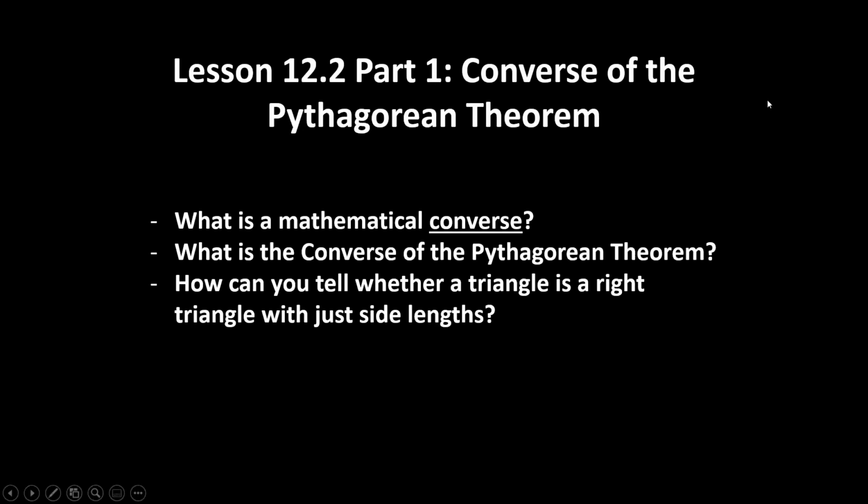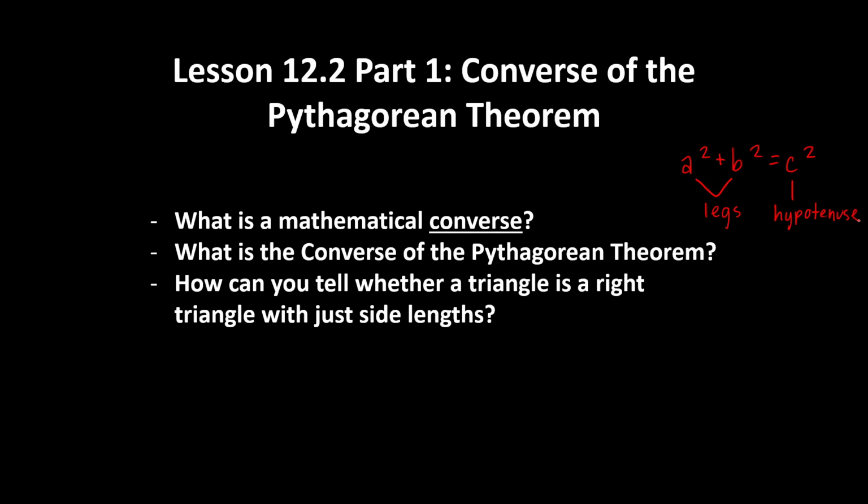All right, pre-algebra, we are moving on. Last week we talked about the Pythagorean Theorem, which said that a squared plus b squared equals c squared. In other words, the sum of the squares of the legs of a right triangle is equal to the square of the hypotenuse. That's what the Pythagorean Theorem says.